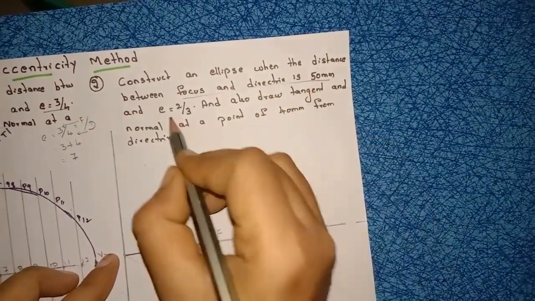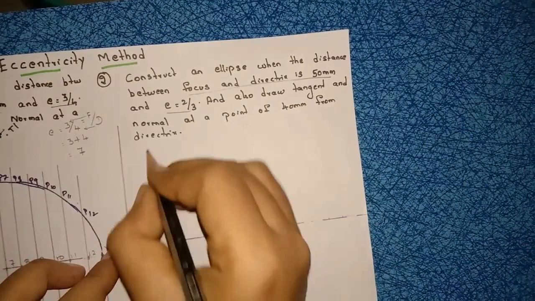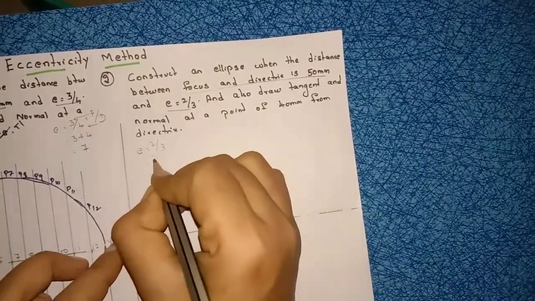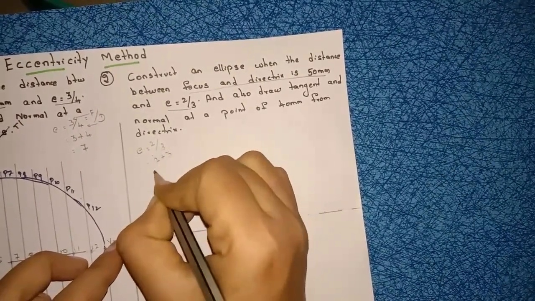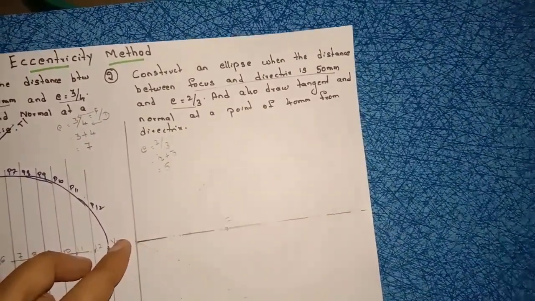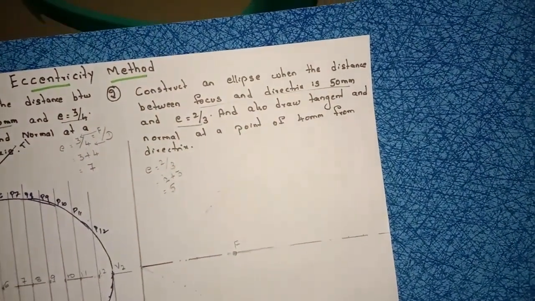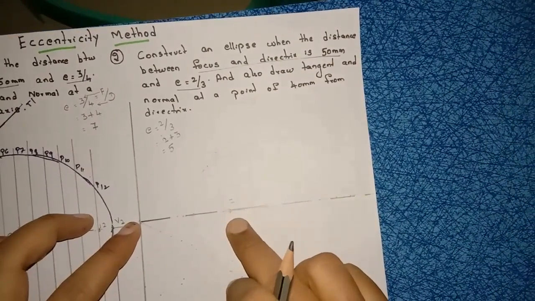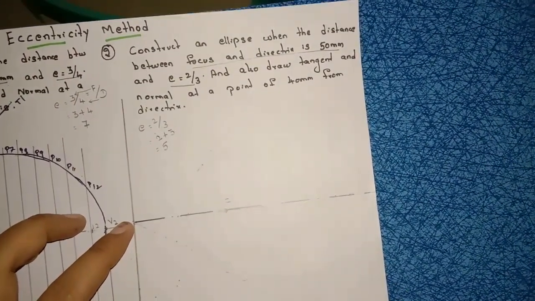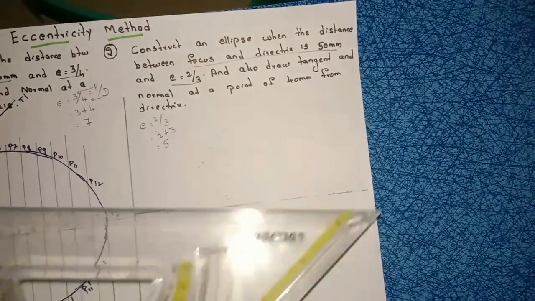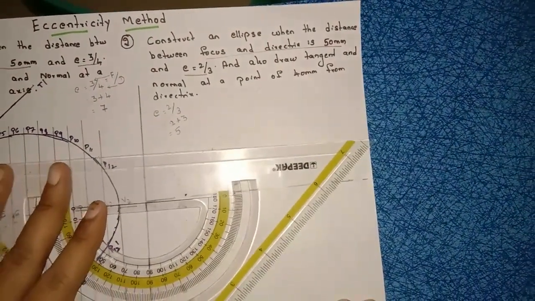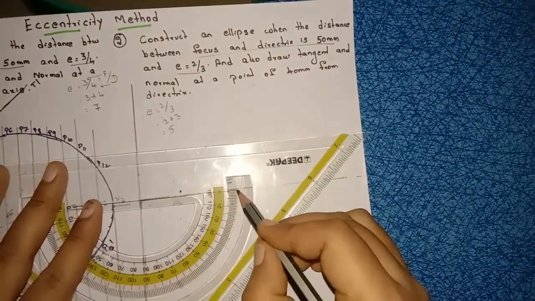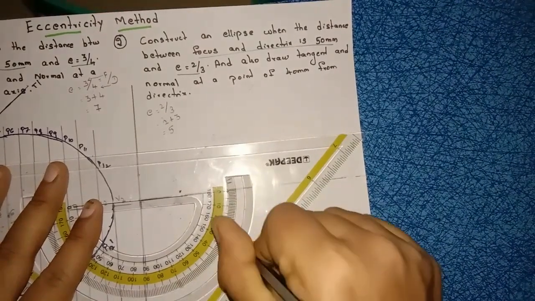After marking 50 mm, what is the next step? E equal to 2/3. That means 2 plus 3, 5 equal parts you have to make. You have to divide this 50 mm line into 5 equal parts, right? So how to divide a line into equal parts? Take your protractor, keep it on the axis line, right? From here 0 and here 30, no? So 30 degrees.